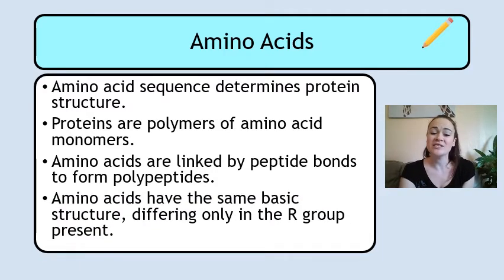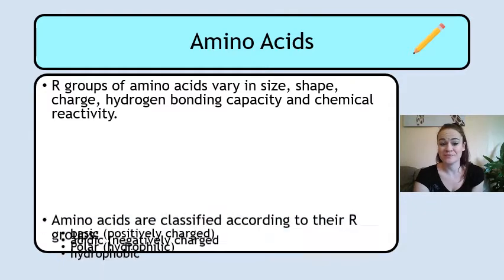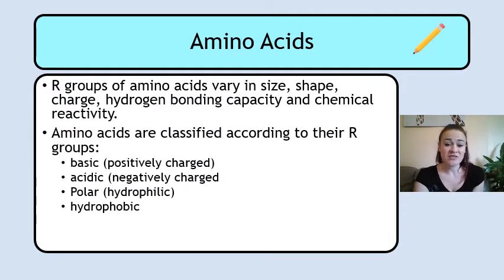Amino acids have the same structure, but they differ only in the R groups that are present. These R groups can vary in size, shape, hydrogen bonding capacity, and chemical reactivity. And this is going to determine how the protein functions. The classifications according to the R groups are basic, acidic, polar, and hydrophobic.